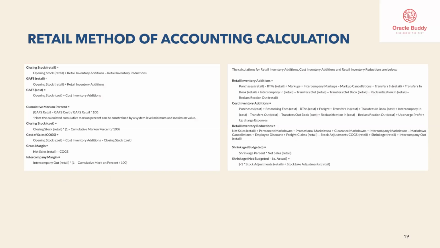Next is the retail method of accounting calculation. Here are some of the calculation formulas for the retail method of accounting, like how closing stock, gaps, retail gaps, cost, cumulative markdown percent, cost of sales or COGS, gross margin, intercompany margin, retail inventory additions, cost inventory additions, and shrinkage are calculated. So the information is here. You can go through this.